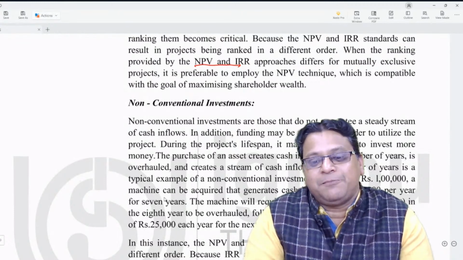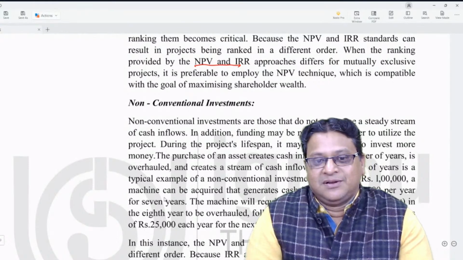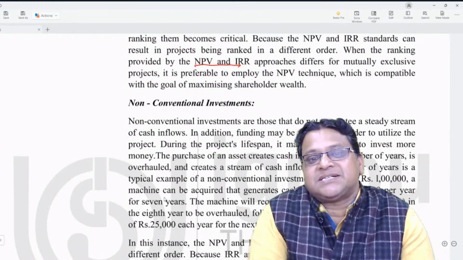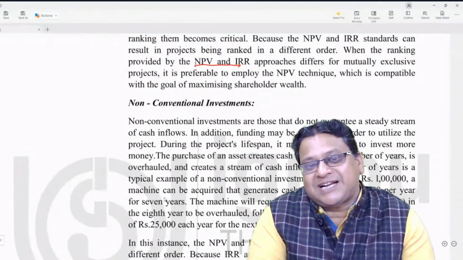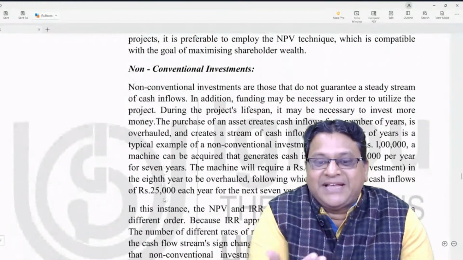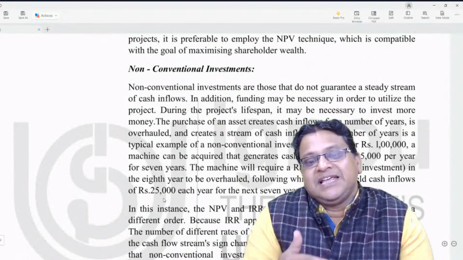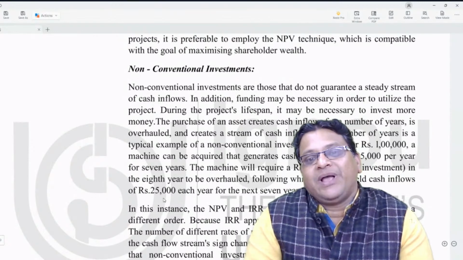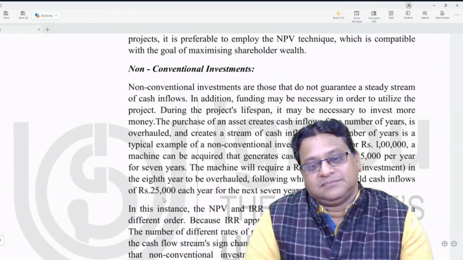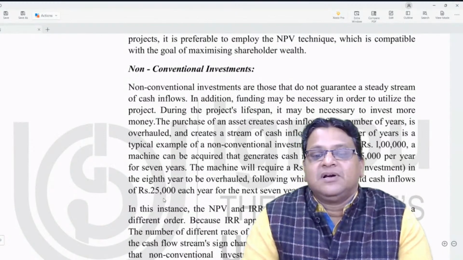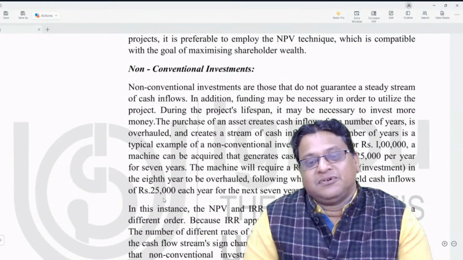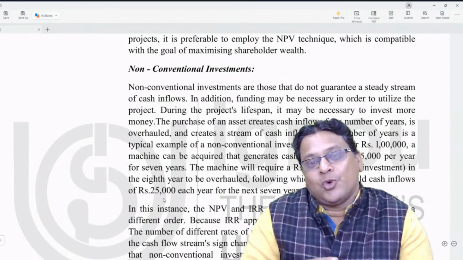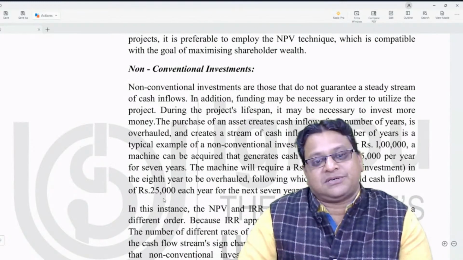Where there is a conflict between NPV and IRR, we have to select the project on the basis of NPV, because NPV means wealth. The main objective of financial management is to maximize the shareholders' wealth. Hence, if there is a conflict, we have to select the project where NPV is higher. NPV is a better method than IRR in the case of non-conventional and mutually exclusive projects.